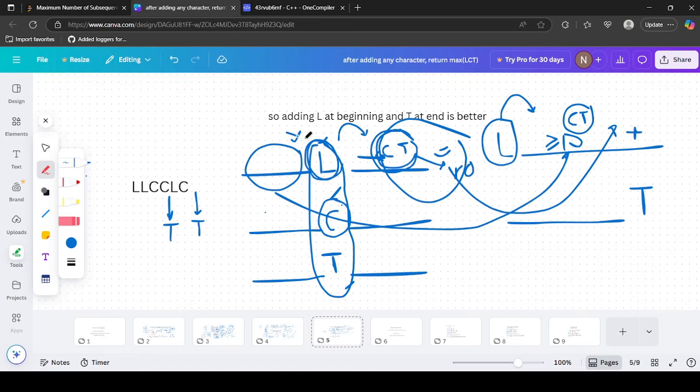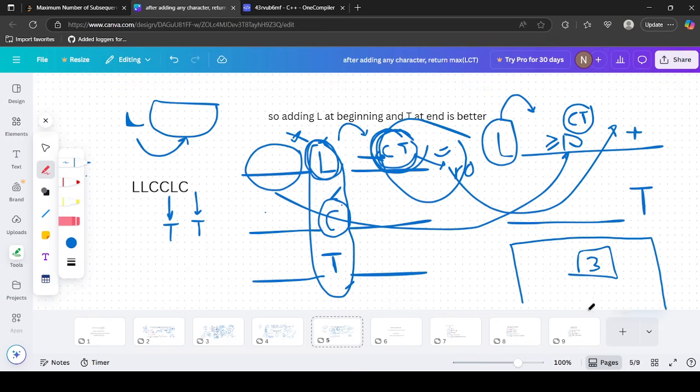So there is no use of adding L here. Even if we add L here, we get CT, but we already discussed adding L at the 0th index, so we will get a larger answer. Let's say we have 3 CT here and the total CT here are 10. Is there any use of adding L here rather than here? Obviously no. If we add L at the beginning, we get 10 subsequences, but if we add L here, the answer can only increment by 3.